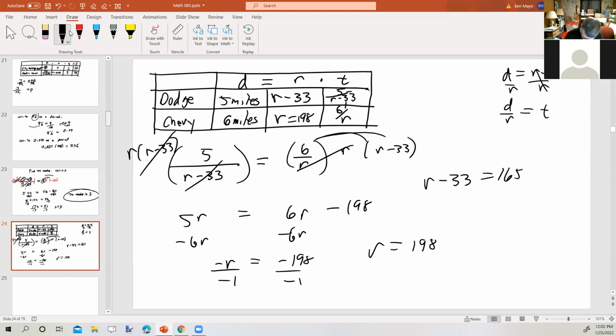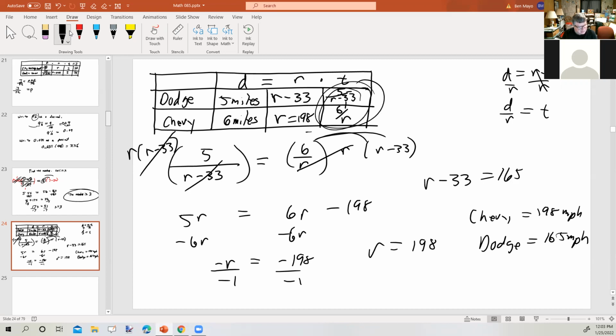So R was the Chevy. So the Chevy, 198 miles per hour, and the Dodge, 165 miles per hour. Okay, so the process: fill in the information you know, solve for the unknown, set up an equation, and be sure to fill in your table correctly, unlike what I did. All right, everybody with me? Hopefully at this point, maybe you zoned out.